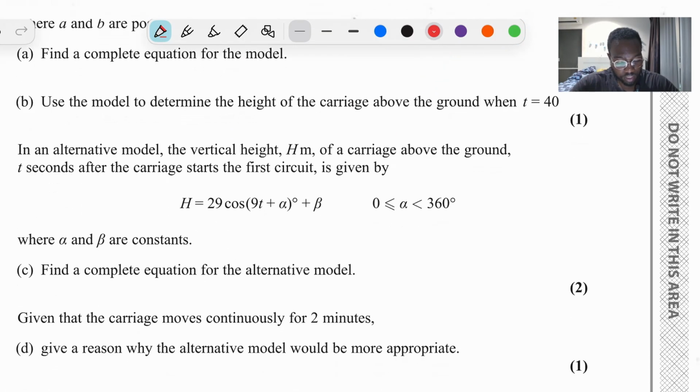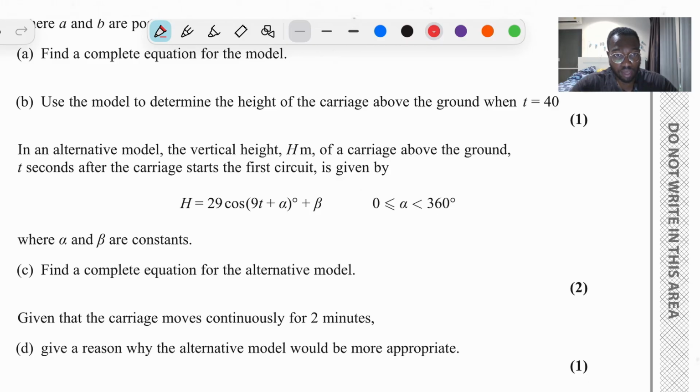Okay, and for this next bit here, we have an alternative model now of the vertical height, and that is 29 cos(90 plus alpha) plus beta, where alpha is greater than or equal to 0 and less than 360. Alpha and beta are constants. We need to determine the complete equation for the alternative model.